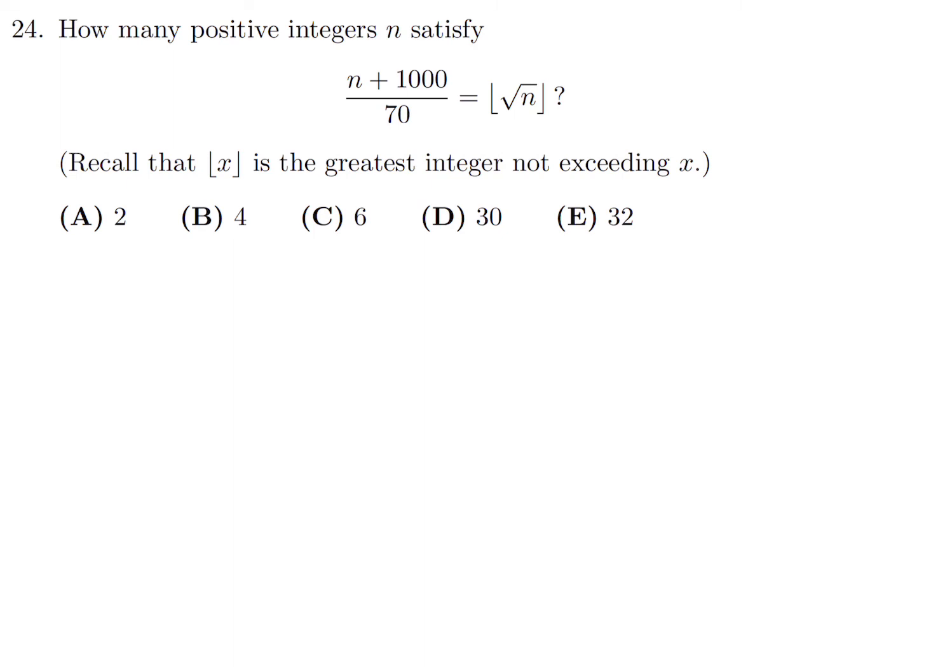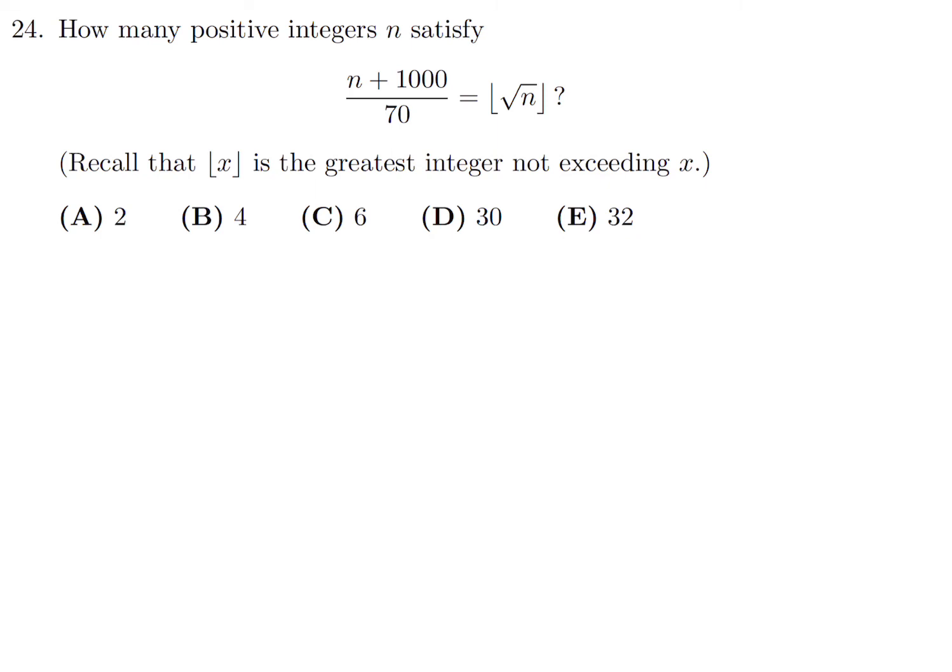How many positive integers n satisfy (n + 1000)/70 = ⌊√n⌋? Recall that ⌊x⌋ is the greatest integer not exceeding x.